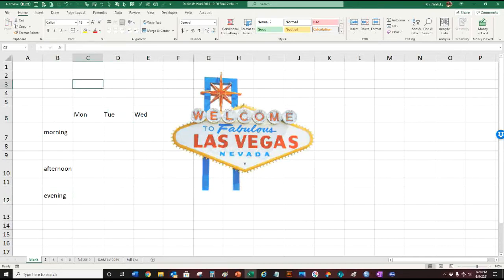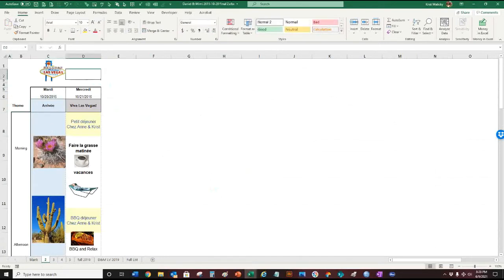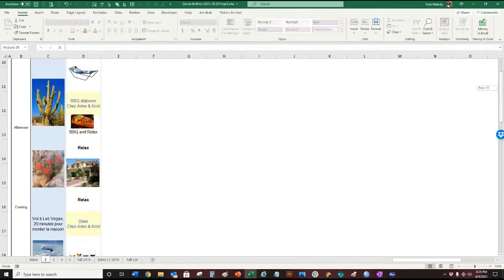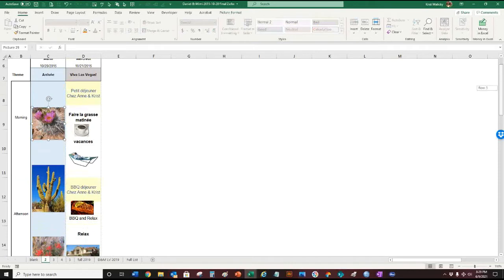So getting into this is an example of a travel plan for my French relatives that traveled from France to visit us here in Las Vegas. Already you can see there's some color added, so it adds a little excitement. You can just throw pictures into the spreadsheet, really easily done. Insert any picture that you like, and then you can break out the day part.